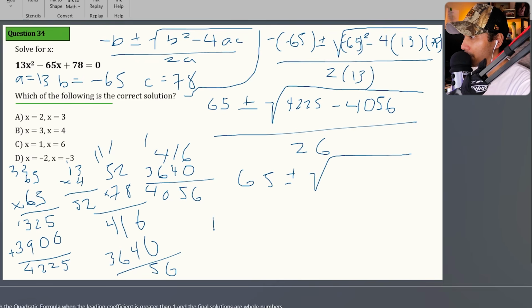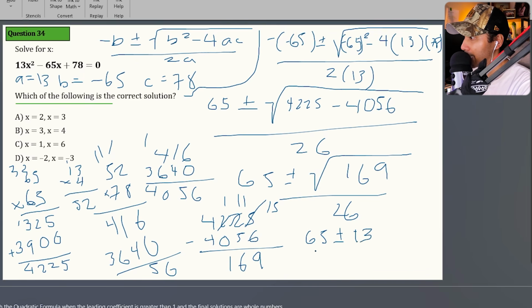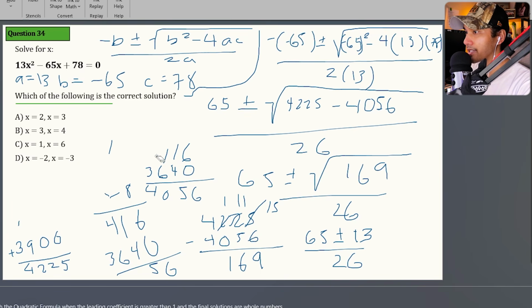What is 4225 minus 40, 56 minus 15, 1, that is 9, okay, 1, 1, that is 6, 169 divided by 26, 65 plus minus square root of 169 is 13 over 26. Now we just figure out the positive and negative and we are done. So let me just erase everything.